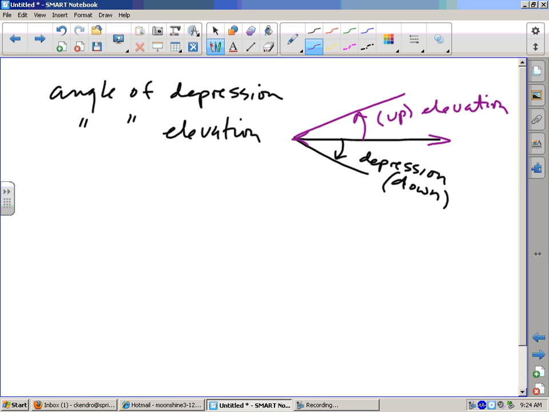All right, let's say you have a security light and it's set to go off when it senses movement 40 feet away. Okay, I want to find the angle of depression.